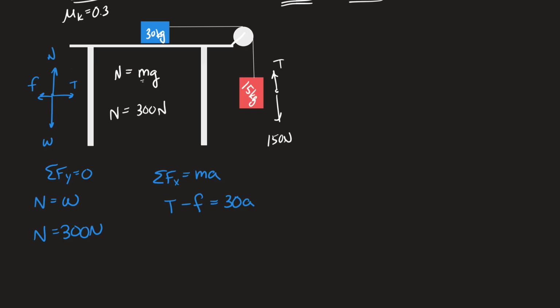Now, normally I'd say we'd be done there. We should move on to the red box, but I've got friction in play, so I'm going to have to do something with the friction. But we know something about friction. It's not a mystery.